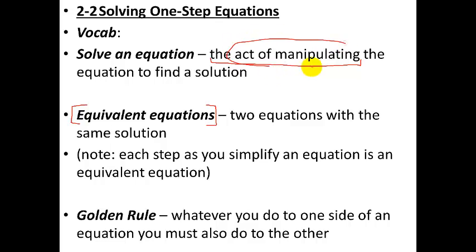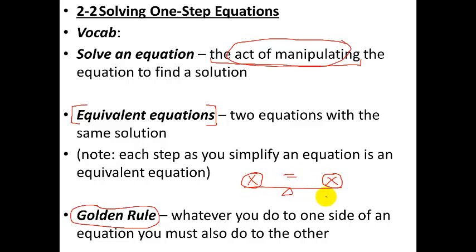So this act of manipulating, what is it that you're actually doing? You're following the golden rule of math. The golden rule of math is something that you must always follow when you're solving equations, and it is: whatever you do to one side of an equation, you must also do to the other. The idea here is if you have something balanced, with something on this side and something on this side, as long as you manipulate both sides in the same way, the equation will stay balanced, and this side will still be equal to this side.